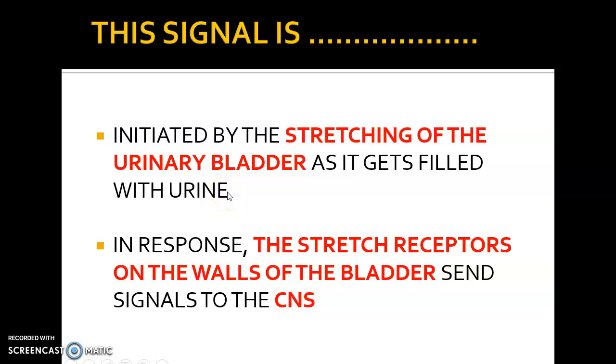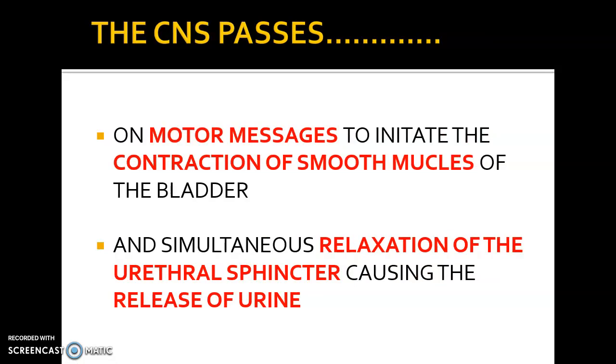You can see that in the urinary bladder there are some stretch receptors. Once your urinary bladder gets filled with urine, there is some pressure generated on the stretch receptors, or we can say that the stretch receptors get activated, and these stretch receptors then send a signal to the central nervous system, and then the central nervous system passes on a motor message.